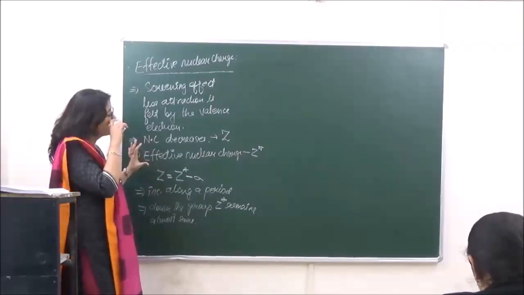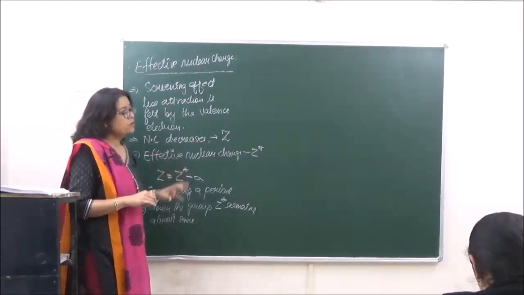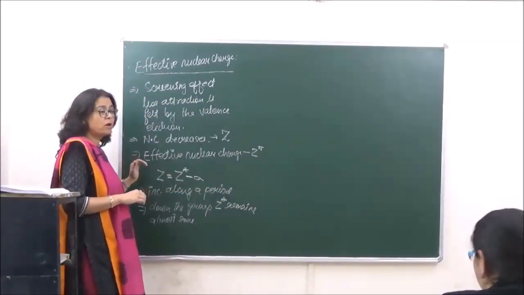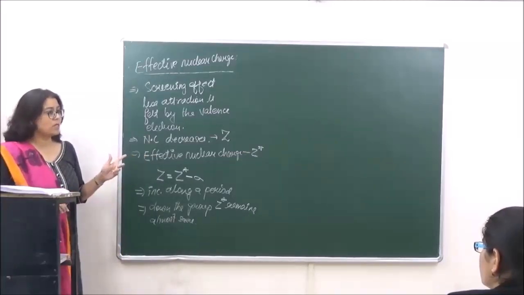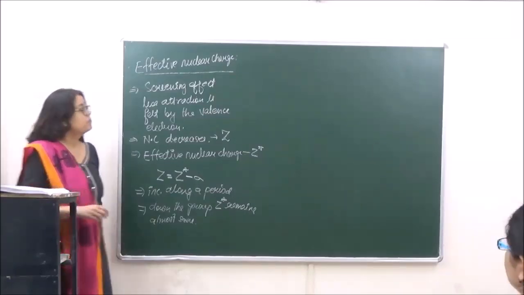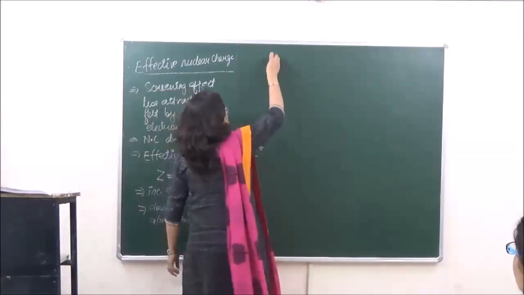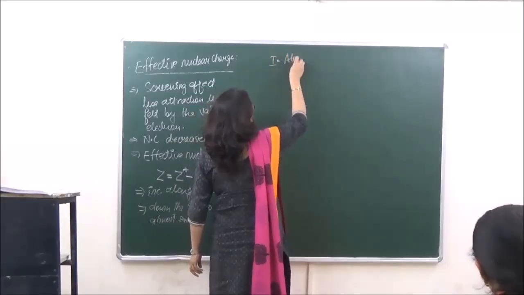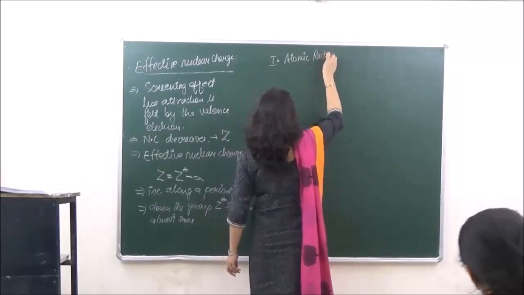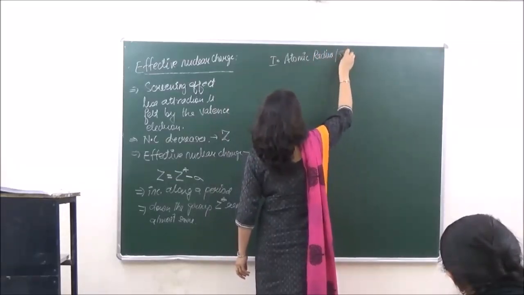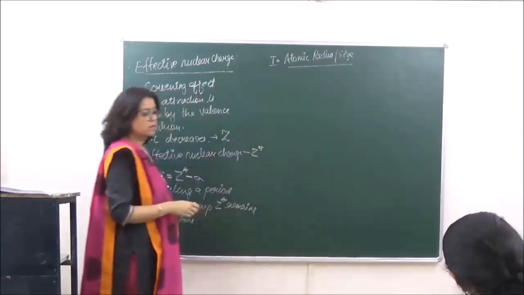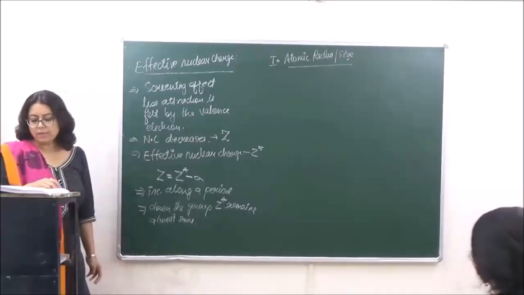So we have studied the basis of the rest of the properties which we are going to study in this chapter, which affect all these properties. That is number 1, the screening effect, and number 2, the effective nuclear charge. Okay. The first property which we are going to study is atomic radius or atomic size.